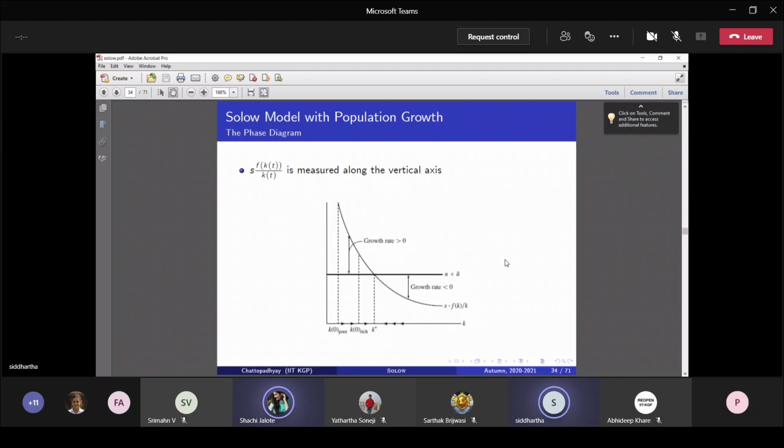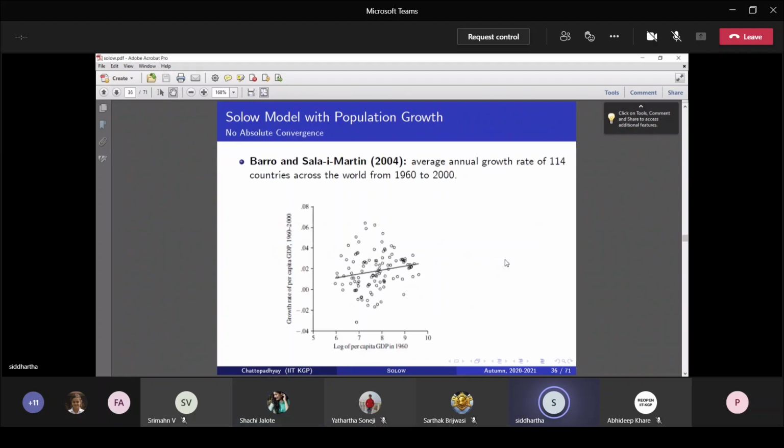This is exactly what people try to test with the data. So they have calculated the average per capita growth rate of GDP for 40 years for 114 countries, and they have plotted it on the vertical axis. And on the horizontal axis, they have plotted the value of log per capita GDP in 1960 of that particular country.